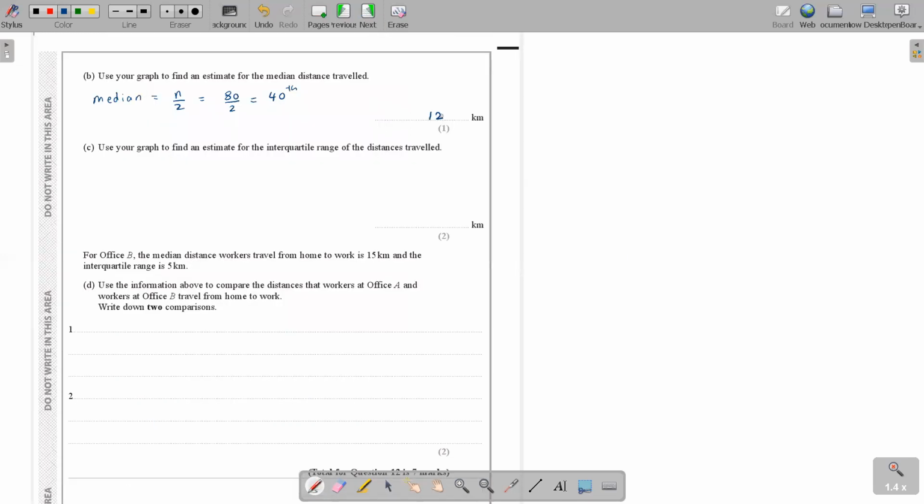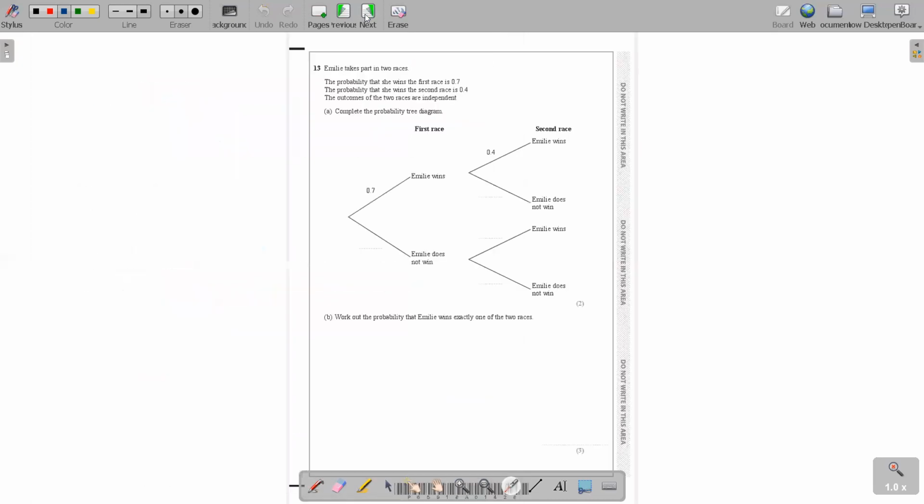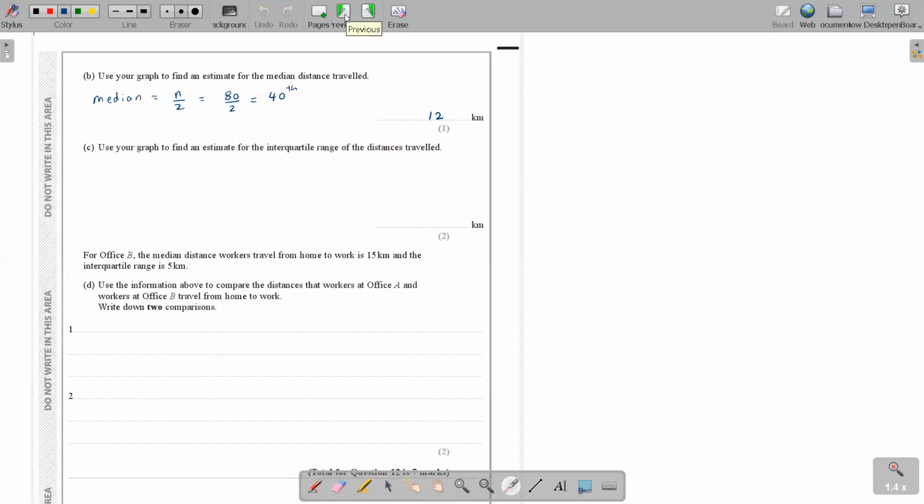It depends on your graph. If in your graph you get a median of something like 11, 10.5 or 11.5, they are okay. Just get the value that best works for you, and put the value that you get. Then the next one: use your graph to find an estimate for the interquartile range.